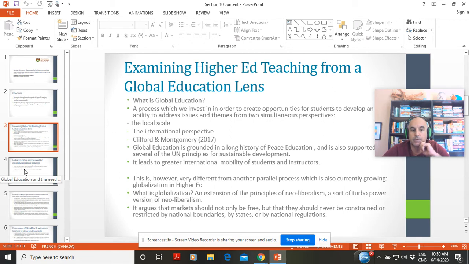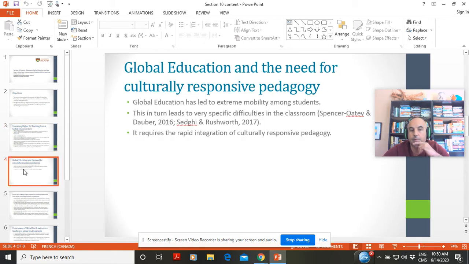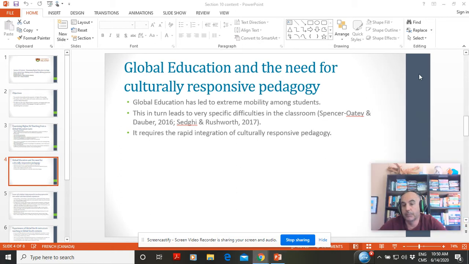But if we focus on global education itself, global education in its well-intentioned forms has led to extreme mobility among students. And some may argue that globalization also leads to extreme mobility among students. That's why it's so hard sometimes to differentiate the two. But global education in its well-intentioned form is about sharing cultures, leading people into multicultural perspectives on things, allowing them to look at both the domestic context and the international context. And that's best achieved when people move.